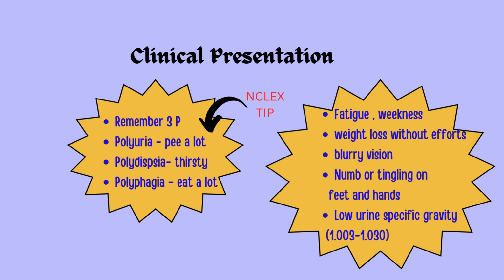And there is a low specific gravity, because when the person is peeing a lot, urinating a lot, there is only dilute urine. So if you check the specific gravity of the urine, it will show less. This is the normal range of specific gravity.